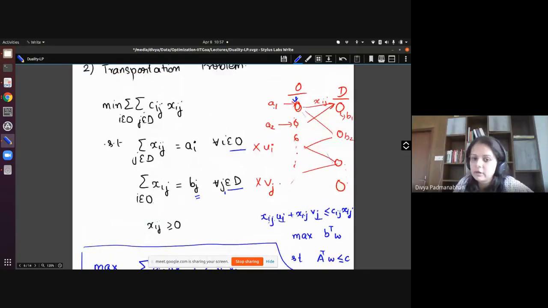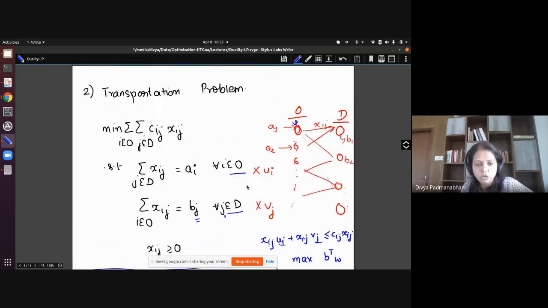Yeah, so now here we are taking the dual. So this is the primal problem. This is called the primal, and we are writing the dual of this problem. For doing that, we are using these multipliers, the same concept that we saw last time. You multiply each of these constraints. For each of the sources, you multiply with some ui's, and for the destinations, you multiply with some vj's.